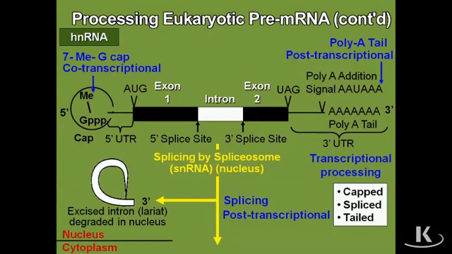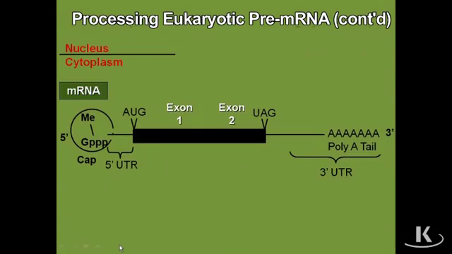Eventually the messenger RNA goes out into the cytoplasm to be translated. This is what the mature messenger RNA molecule would look like. It's now ready for translation. It's been capped, it's been polyadenylated, and it's been efficiently spliced. The exons have been linked together.